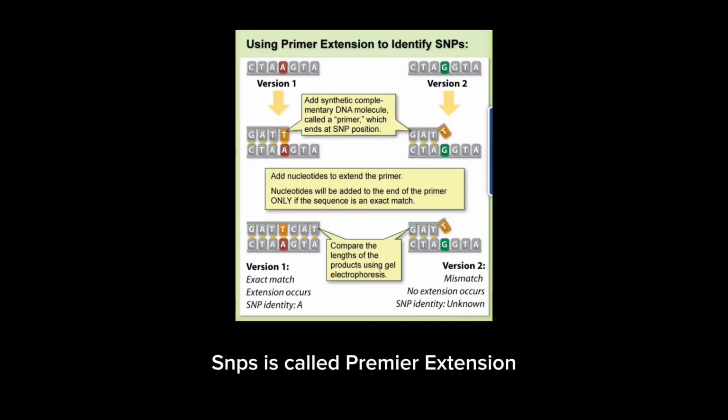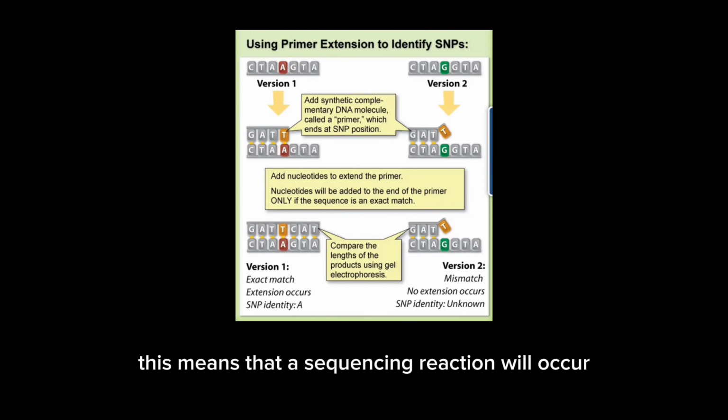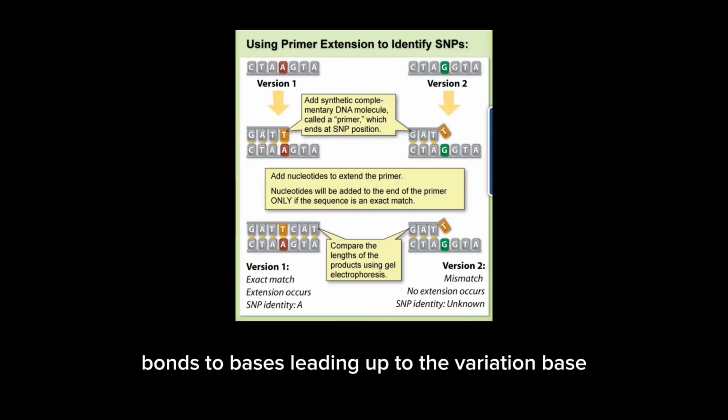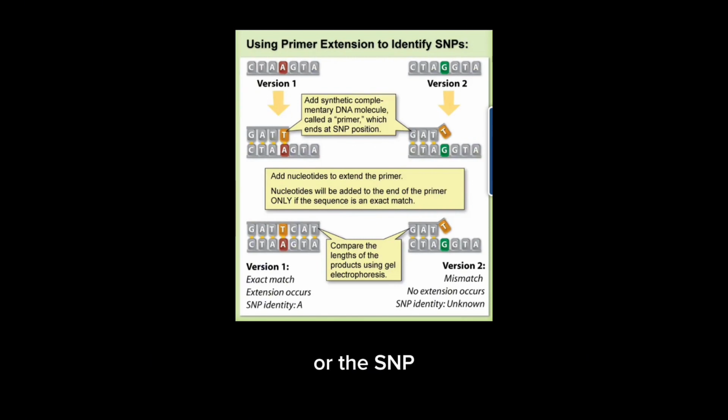The most common process of testing SNPs is called primer extension. To match two samples using primer extension, scientists must, first, hybridize the bases that come before the desired nucleotide, or the SNP. This means that a sequencing reaction will occur as an added synthetic complementary molecule, or the primer, bonds to bases leading up to the variation base, or the SNP.